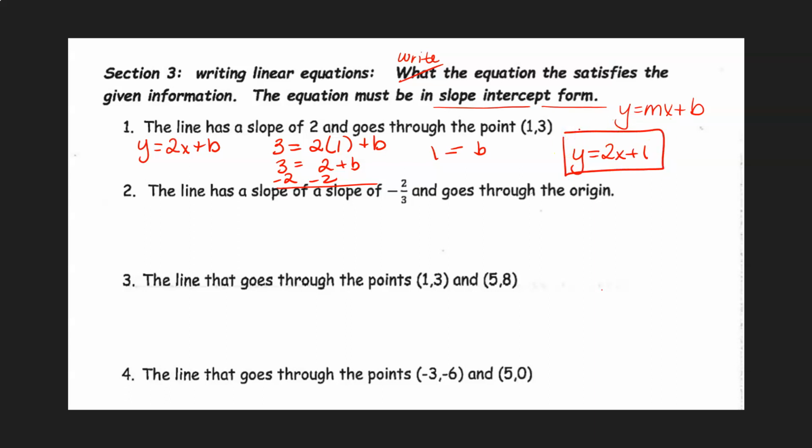And when I put it all together, I have y equals 2x plus 1. All right. The line that has a slope of negative 2/3 and goes through the origin, we're just going to put that negative 2/3 in for m. We don't need a b because it's the origin. All right, these next two get a little tougher. So the first thing you need to do is find the slope between the 2 points using the slope formula.